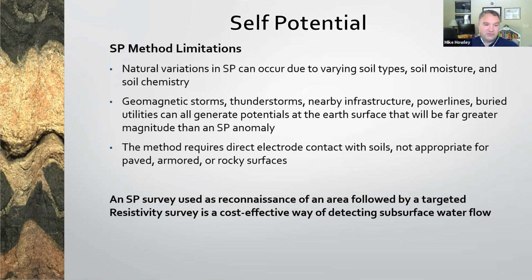can leak voltage into the ground that cause SP anomalies far greater than that created by flowing water. The method does require direct contact with soils, so again, not appropriate for paved surfaces, armored or rocky surfaces. The advantage of SP is that it's an excellent reconnaissance tool of an area to locate areas of water flow, followed by a resistivity survey to identify or image the structures controlling that flow.